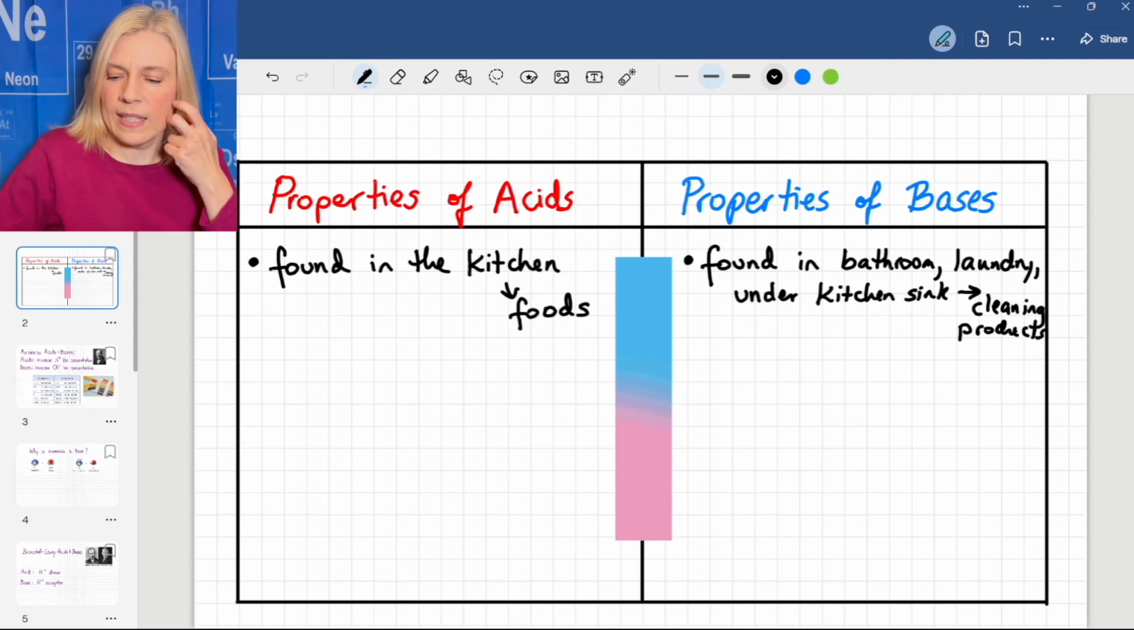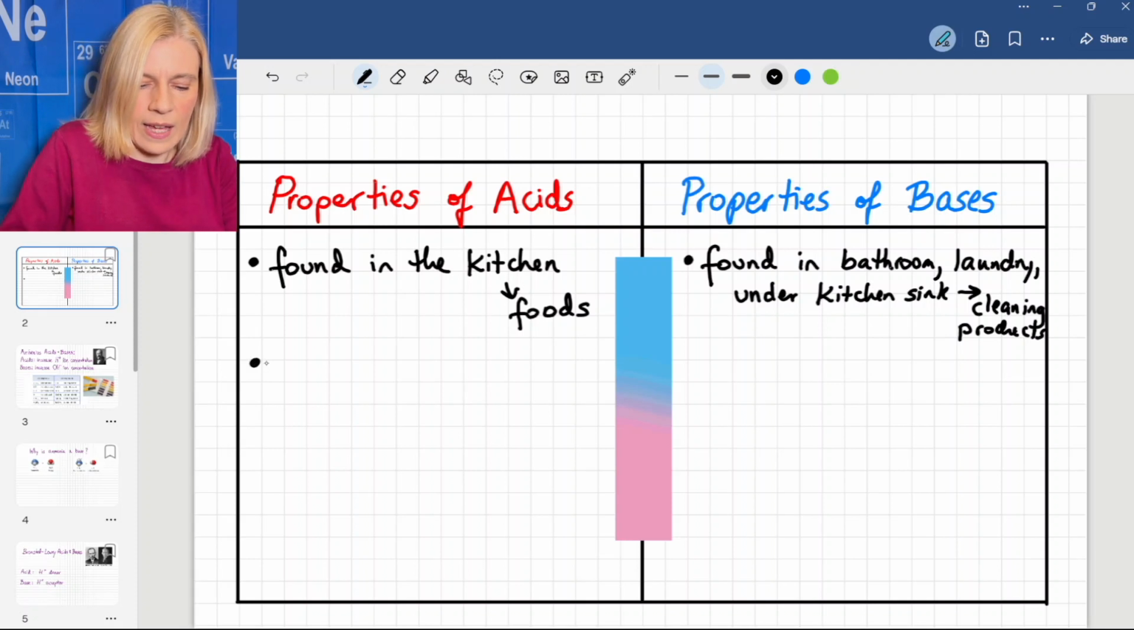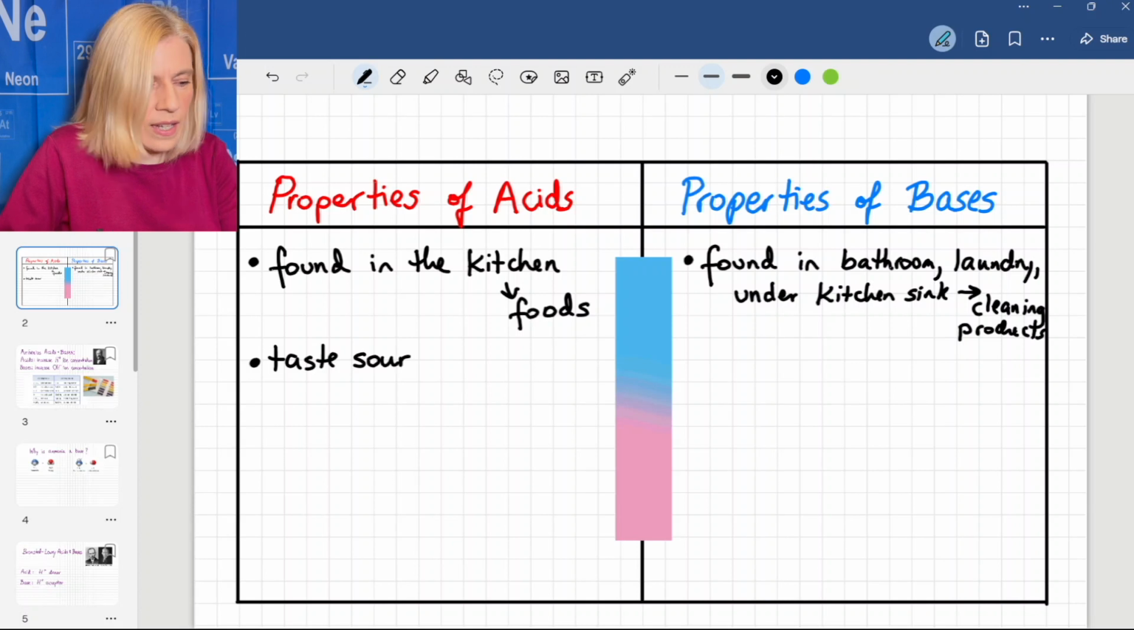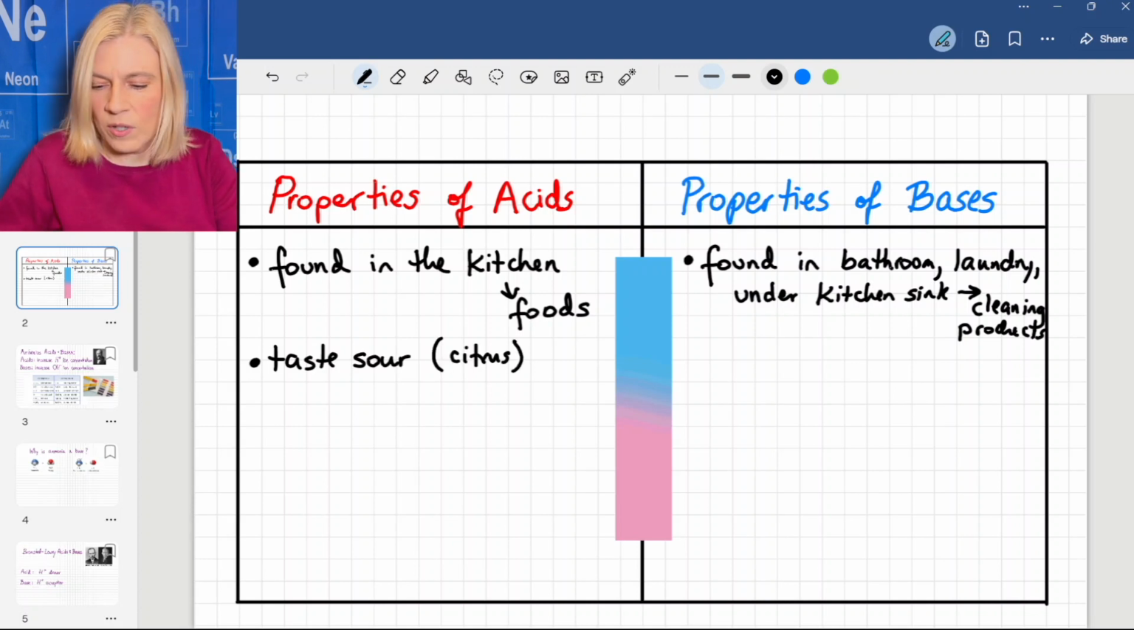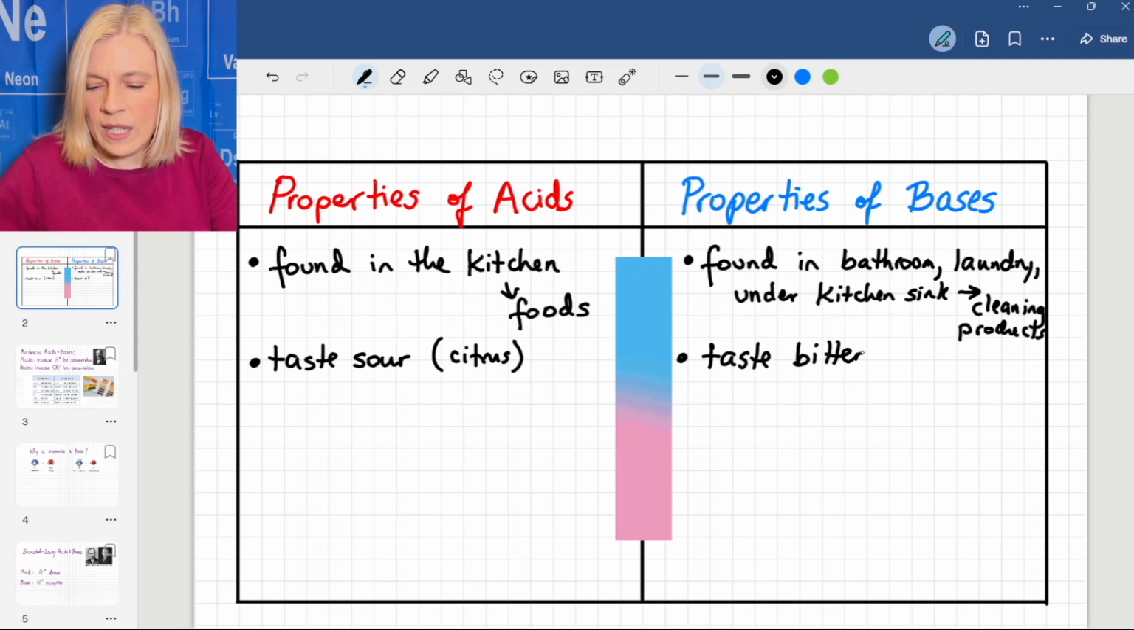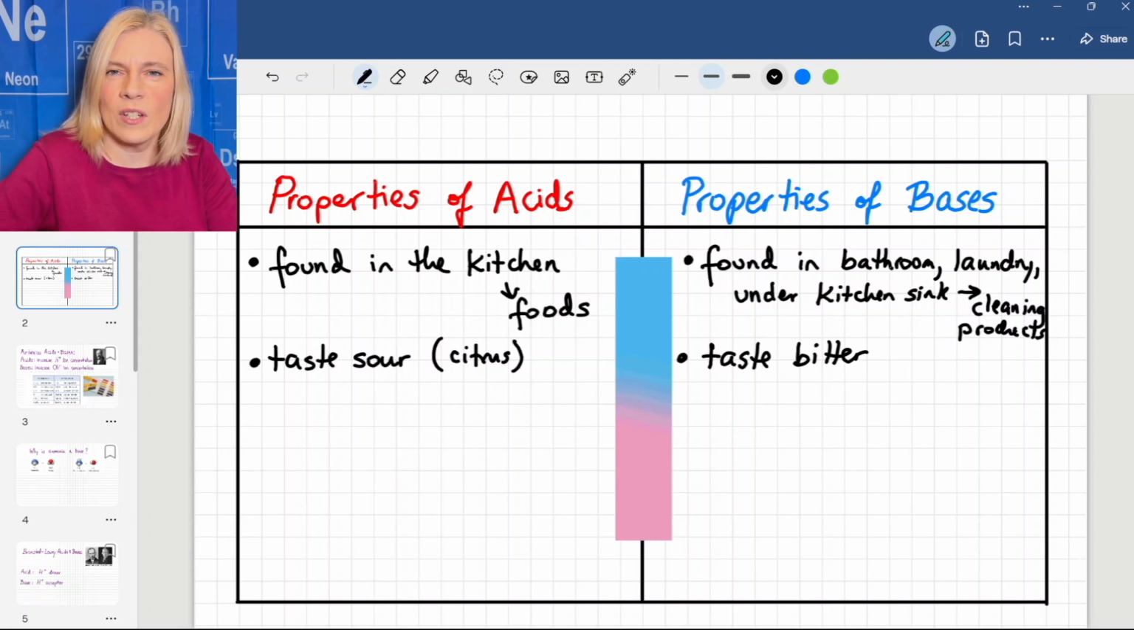Did you ever taste acids? What do they taste like? Acids taste sour. Think of citrus fruit. Very sour. Now, bases, you probably didn't taste them, but maybe. Did you ever wash your hair and some shampoo happened to go in your mouth? They taste bitter. We really have an aversion to bitter taste as human beings, and there's a good reason for that.